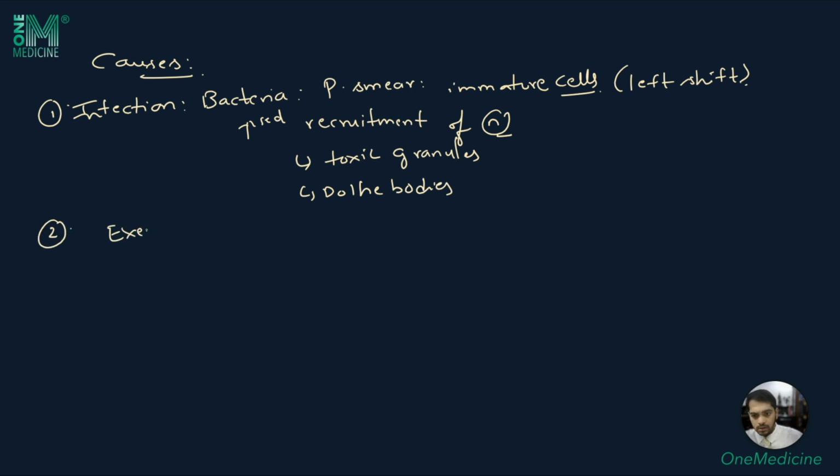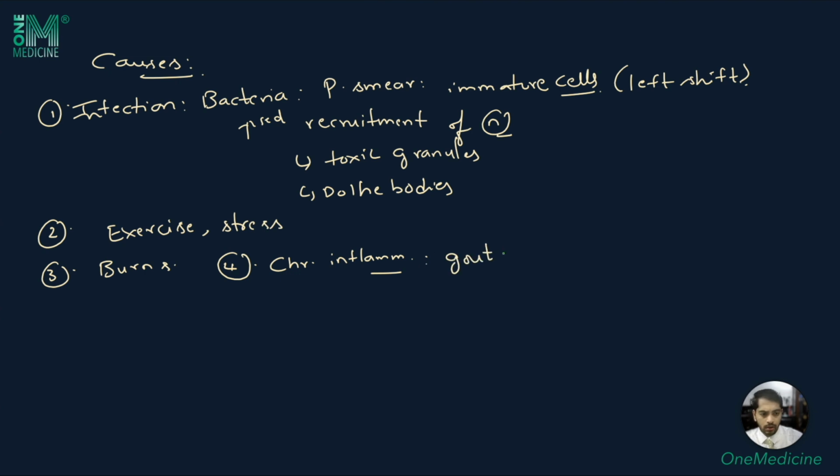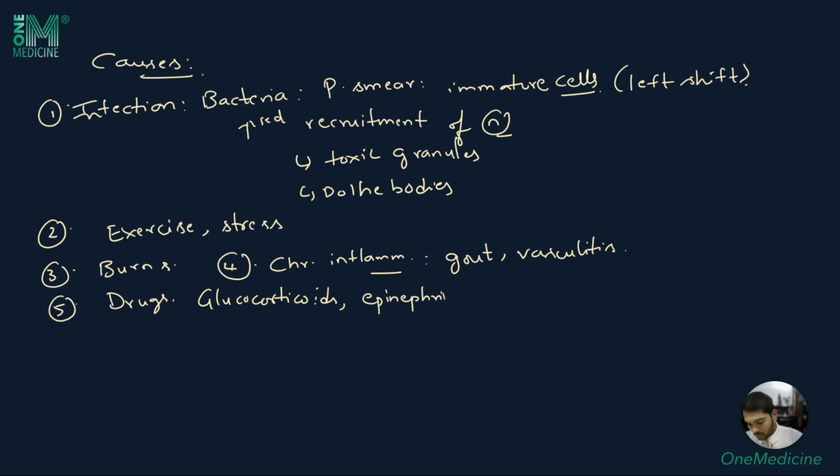Second important cause is exercise and stress. Even burns can cause neutrophilia. Chronic inflammatory conditions such as gout, vasculitis, drugs such as glucocorticoids, epinephrine, lithium, cytokines, which are usually increased during an acute inflammatory event, and also administration of granulocyte colony stimulating factor can also cause neutrophilia.